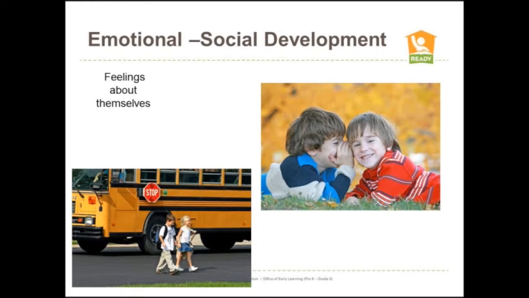The next domain is the emotional social development domain. This includes children's feelings about themselves and also addresses their ability to relate to others. And learning to manage and express emotions is also a part of this domain. Children's development in this domain affects their development in every other domain.